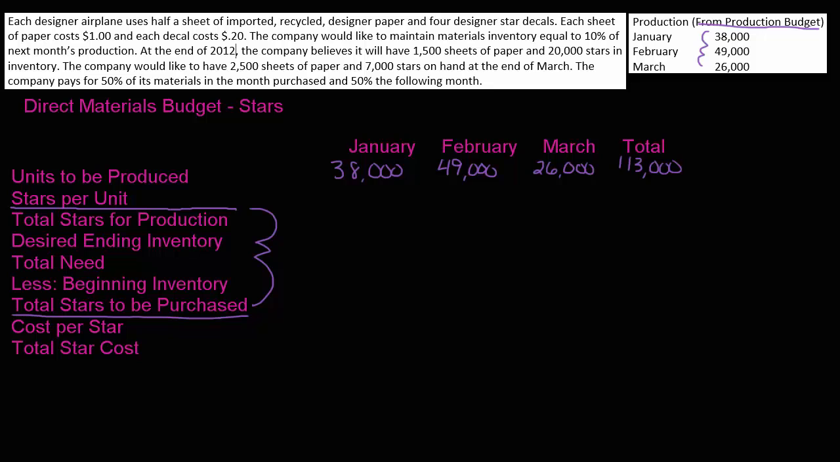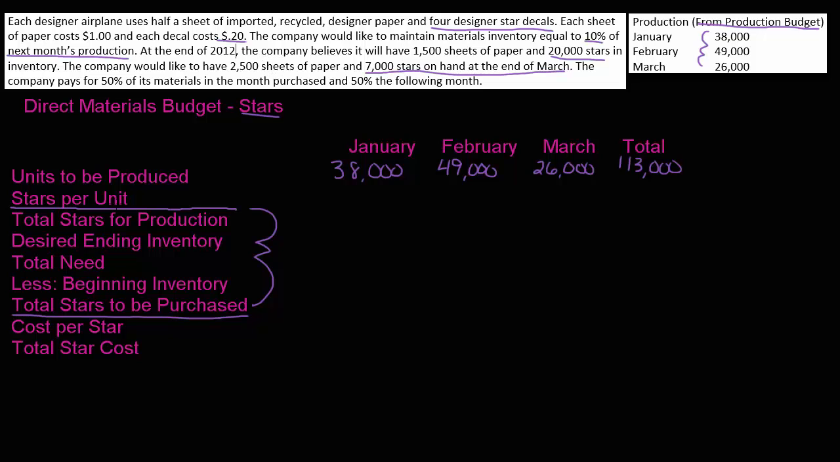All right, so now let's start looking at the information that we have, and we're just going to work on the information for the stars, because that's the budget that we're doing. Each airplane uses 4 star decals. Each decal costs 20 cents. The company would like to maintain materials inventory equal to 10% of next month's production, so that's the same as the paper. At the end of 2012, the company believes it will have 20,000 stars in inventory, and the company would like to have 7,000 stars on hand at the end of March. Okay, so that's the information we need in order to do our budget.